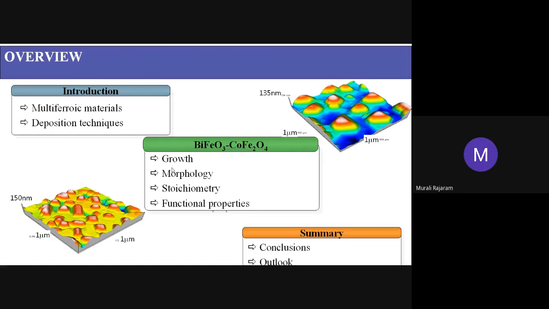Then I'm going to briefly explain the growth parameters, how we can grow these kinds of nanostructures, and how the morphology is affected when we change the growth parameters, and why the stoichiometry of these compounds is important. I'm going to present some of the functional properties which we have measured, and then summarize and give you some outlooks on vertically aligned nanostructures, how they can be improved and what else can be done.